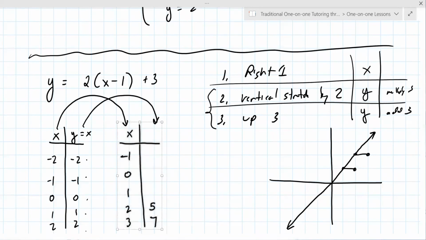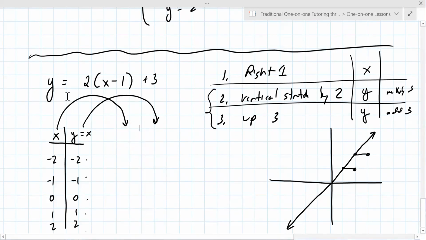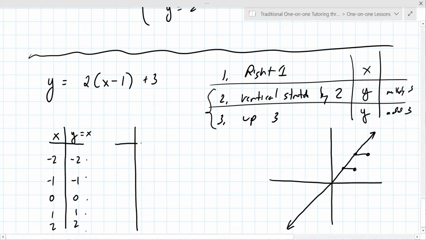Sure. What is the first transformation? The first transformation is move to the right by 1. So does that affect X or Y? That will affect X. Okay. So you just gave me those values. It's -1, 0, 1, 2, and 3. So you're done looking at the X column. You don't look at it anymore. That's all that affects X.